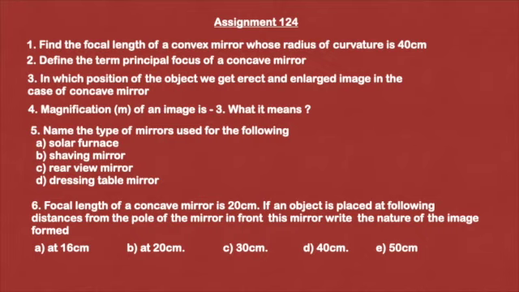Think and write. The focal length of a concave mirror is 20 centimeter. If an object is placed at the following distances from the pole of the mirror in front of this mirror, write the nature of the image formed. A. At 16 centimeter. Focal length is 20 centimeter given. When the object is placed at 16 centimeter from the pole of the mirror, what is the nature of the image? B. At 20 centimeter. C. 30 centimeter. D. 40 centimeter.